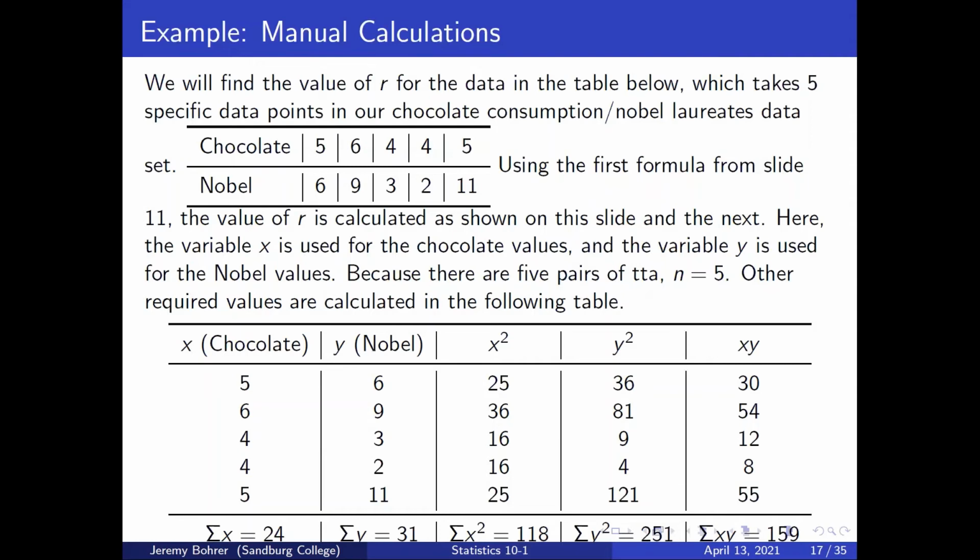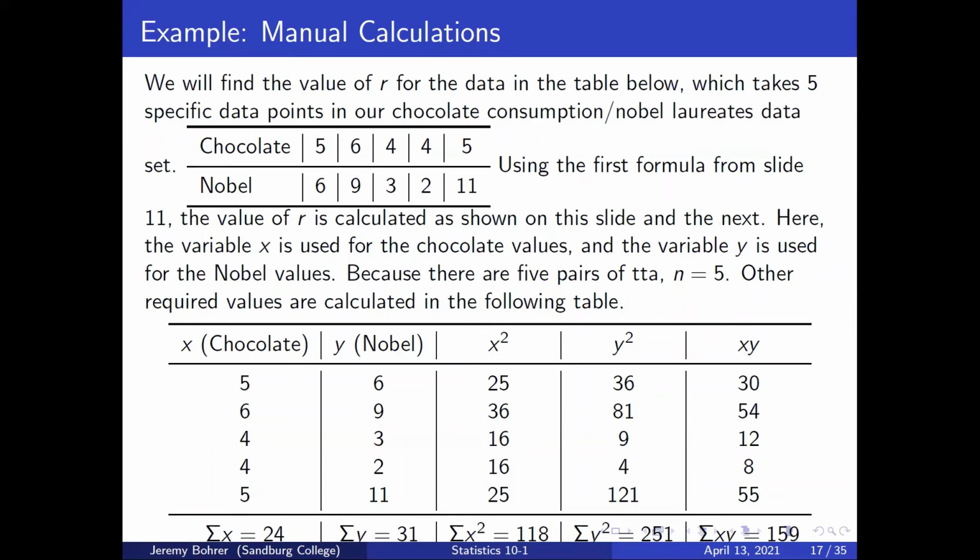I should have included a couple of big skips here, I guess, but I didn't, so this is what we've got. For our chocolate values, we have 5, 6, 4, 4, and 5, and for our Nobel values, we have 6, 9, 3, 2, and 11.